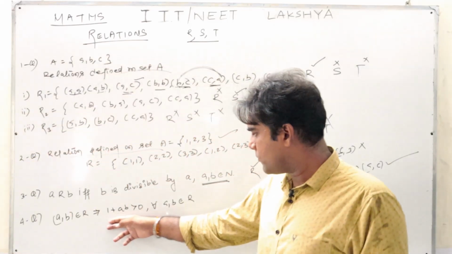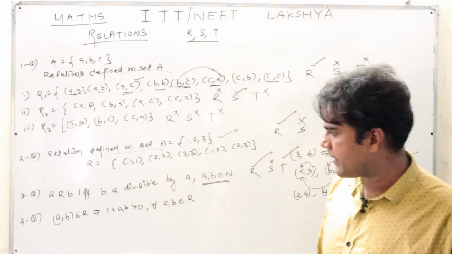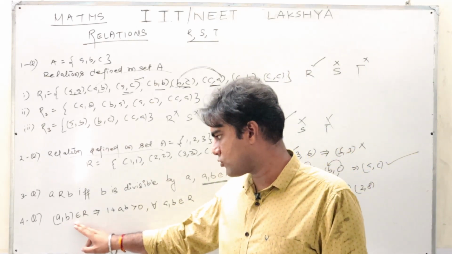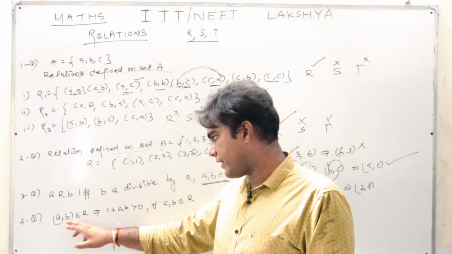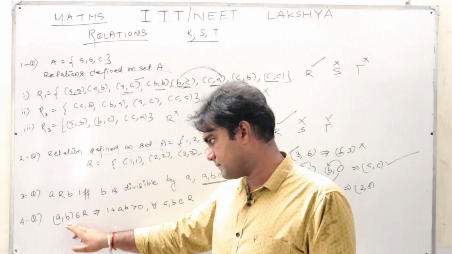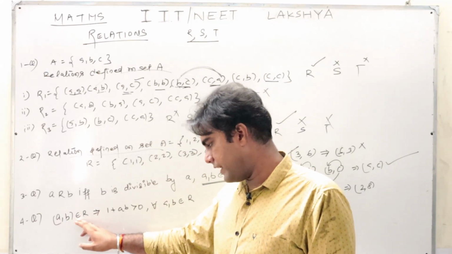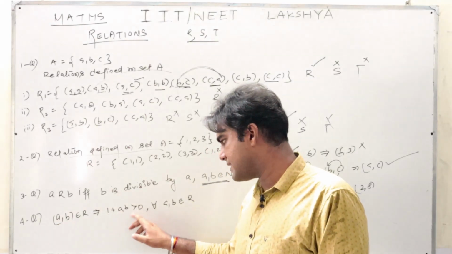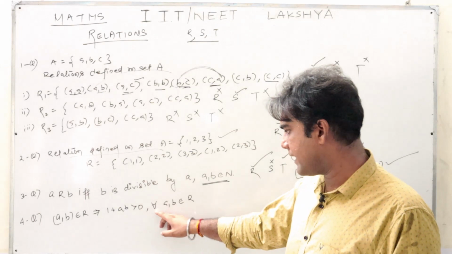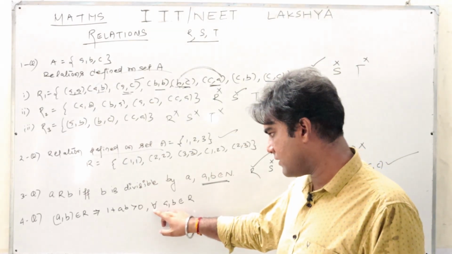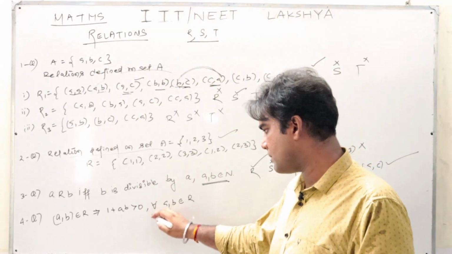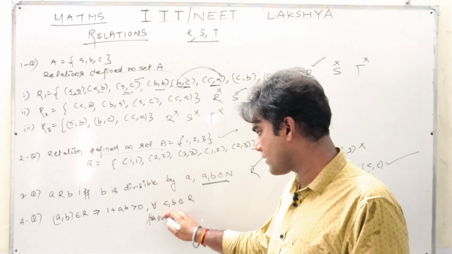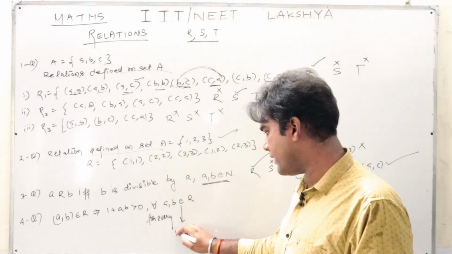So now let us move to this last question. Here the relationship is AB belongs to R. I mean your relation R is a subset of the ordered pairs AB such that 1 plus AB is greater than 0, for every AB. What is the meaning of this? The meaning of this symbol is for every, and the meaning of this symbol is belongs to.